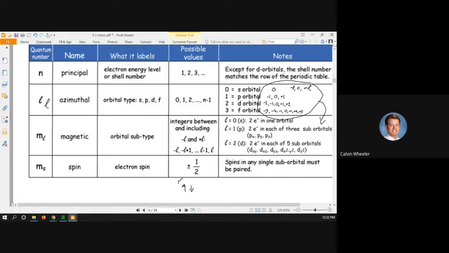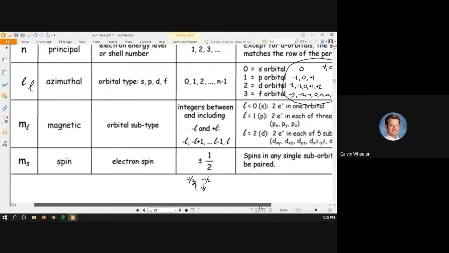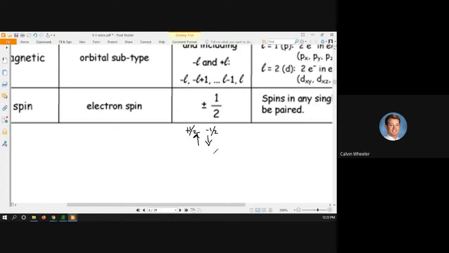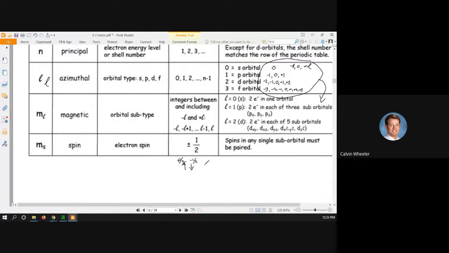Up, we code with +1/2, and down, we code with -1/2. So up spin is +1/2, down spin is -1/2. Yes. They have to be spinning opposite direction. Same thing. So they're in the same orbital. They are paired. So they're one and the same. So we have M sub L. That's the magnetic. M sub S is the spin. So N, L, M sub L, and M sub S.